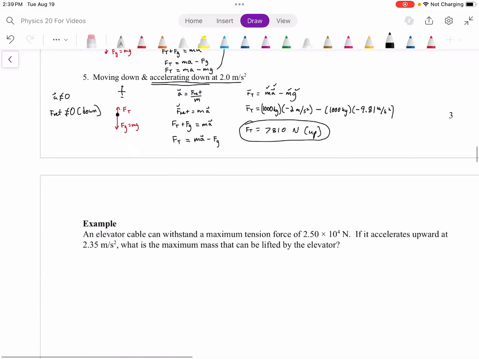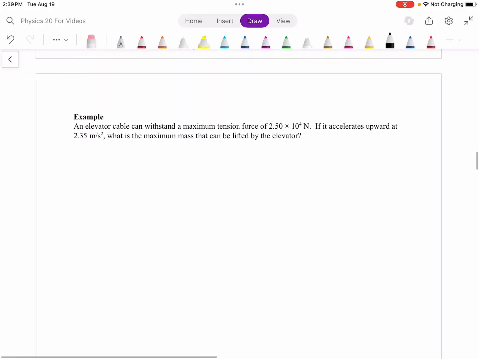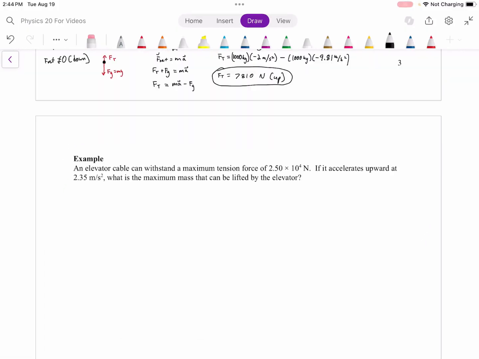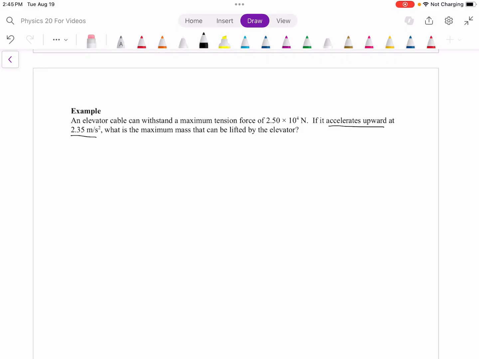All right, let's try a different elevator example here before we shift gears a bit. An elevator cable can withstand a maximum tension force of 2.5 times 10 to the 4 newtons. If it accelerates upwards at 2.35 meters per second squared, what is the maximum mass that can be lifted by the elevator? So definitely the type of calculation that civil engineers do all the time, right?